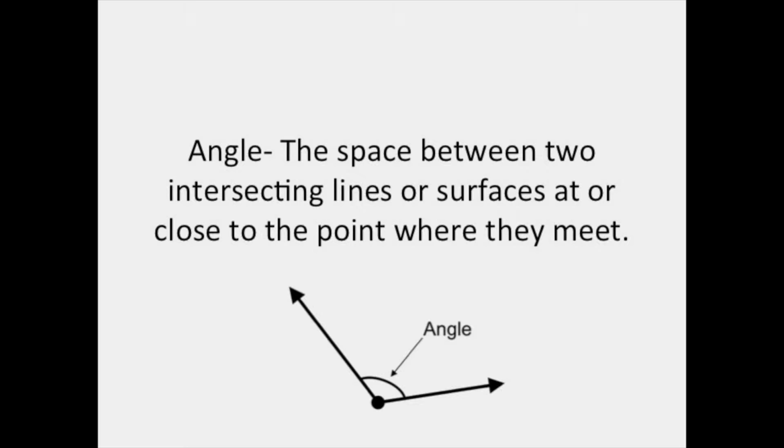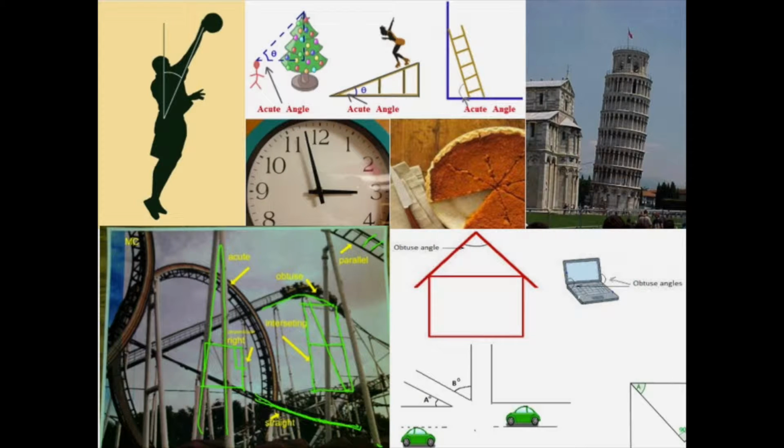An angle is the space between two intersecting lines or surfaces at or close to the point where they meet. Angles are everywhere we look. No matter what you see around you, you can probably find an angle in it. From the way you shoot a basketball, to the clock, to even pumpkin pie or the Leaning Tower of Pisa. Because there's so many different types of angles, we have to use a couple of names to classify them.